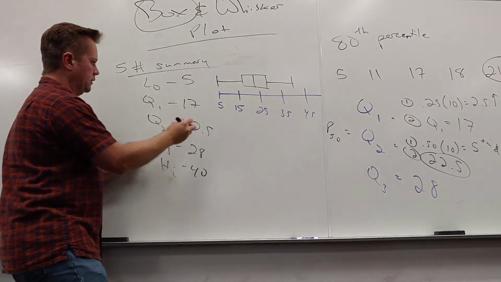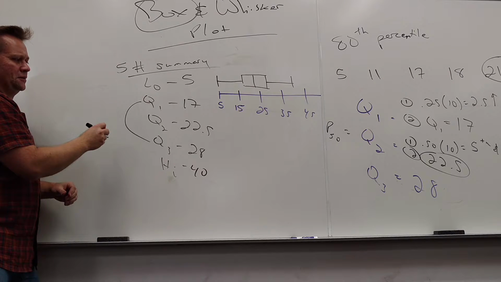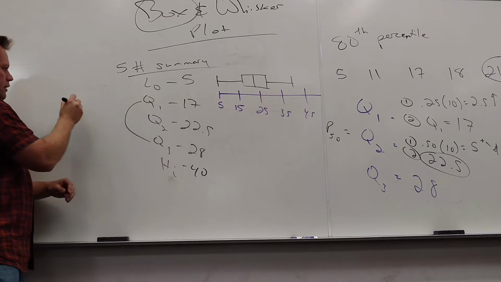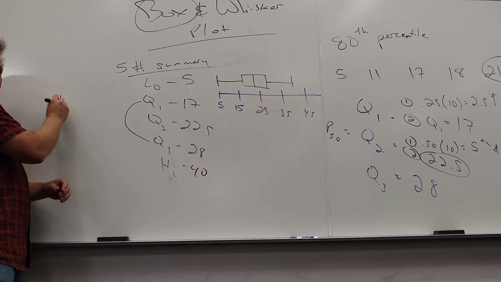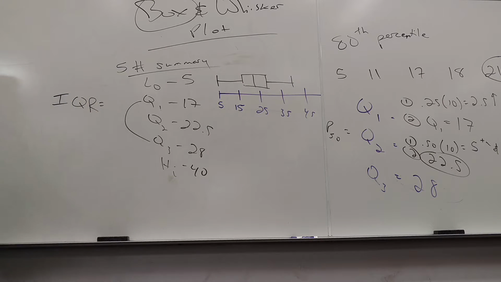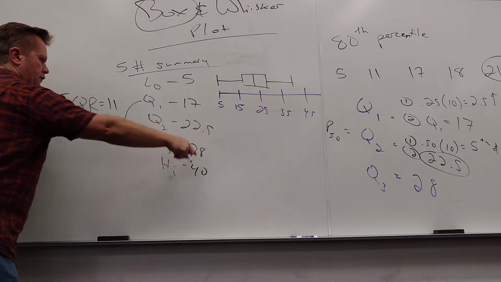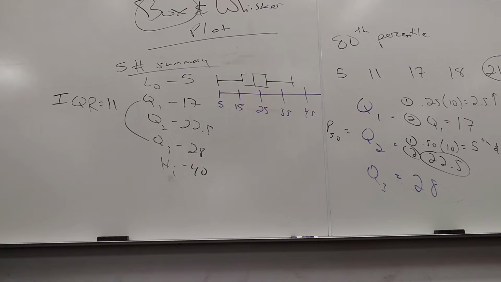All right. And what's the difference between Q1 and Q3? What do you get when you subtract them? 11. And that's what's called the interquartile range. Remember the range was high minus low? So the interquartile range is just Q3 minus Q1. It's just one step in. So in this case it would be 11. It's the spread of that middle heartland group.